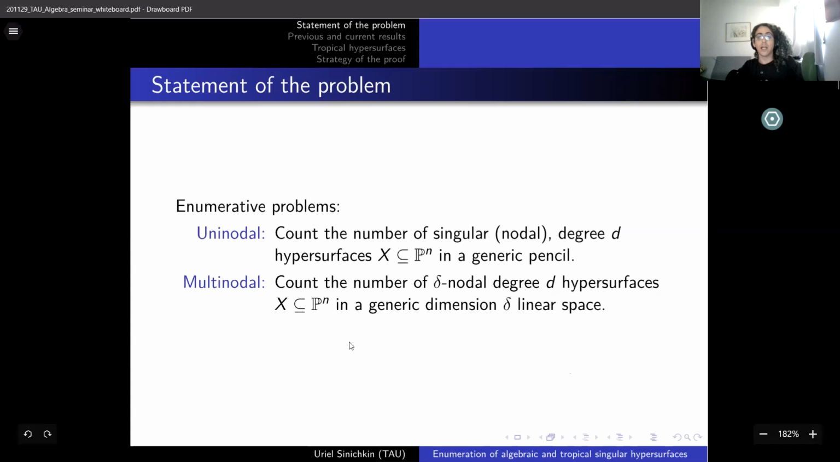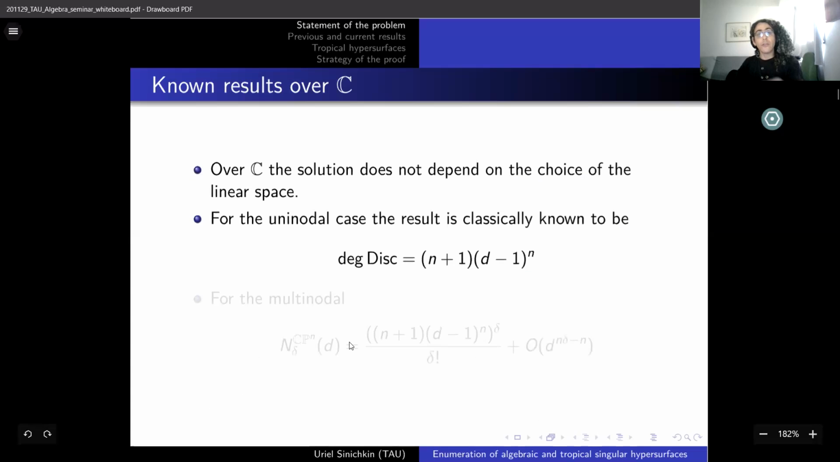And we can generalize this problem to the multinodal enumerative problem, where we fix some natural number delta, and we count the number of degree D hypersurfaces in some generic dimension delta linear space, having delta singular points. And again, all the singular points will be nodes in this case for dimensional reasons. Okay, so this is the question. And of course, the question is highly dependent on the base field.